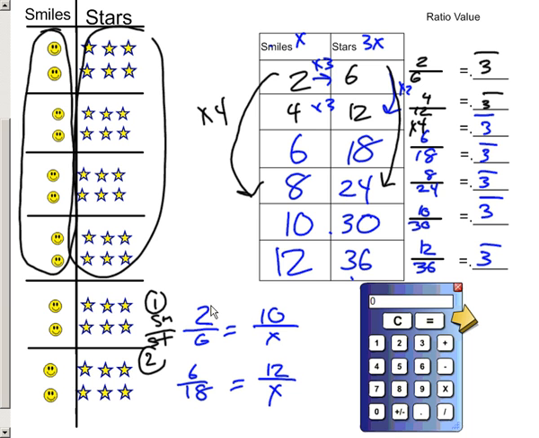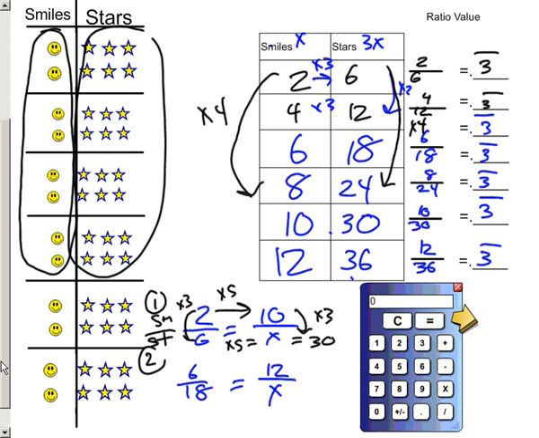Well, you could do an up and down relationship and say, well, how do I get from 2 to 6? Times 3. So we could do 10 times 3. That equals 30. You could also do a side-to-side relationship. How do I get from 2 to 10? That's times 5. So then I would do 6 times 5, and I would also get 30. So you can solve those either way.